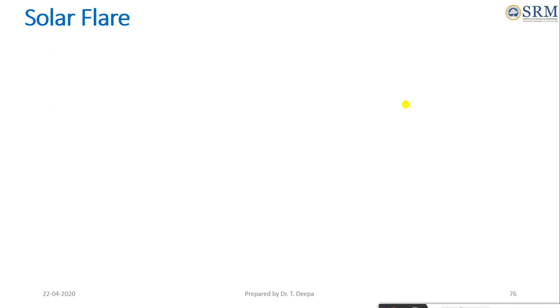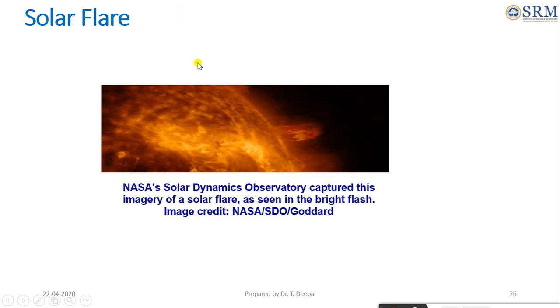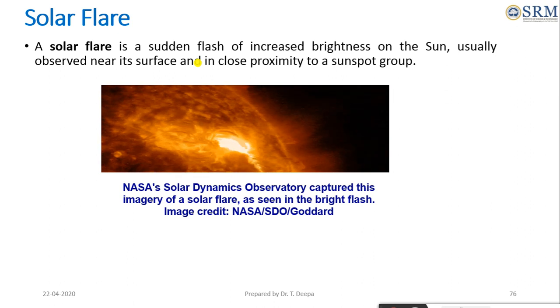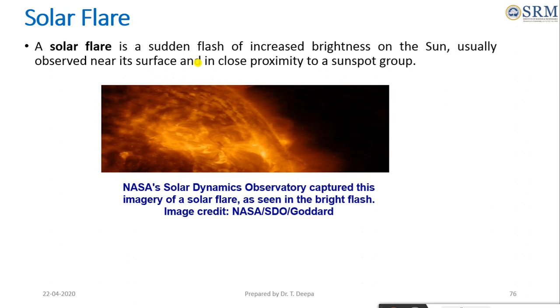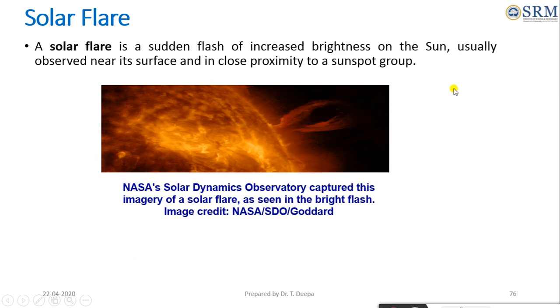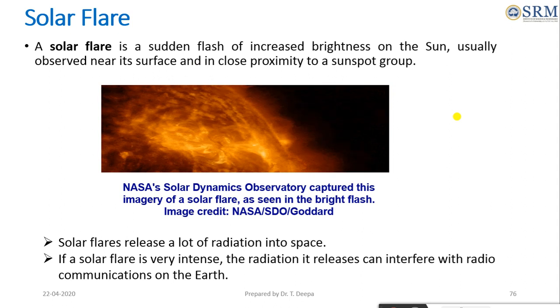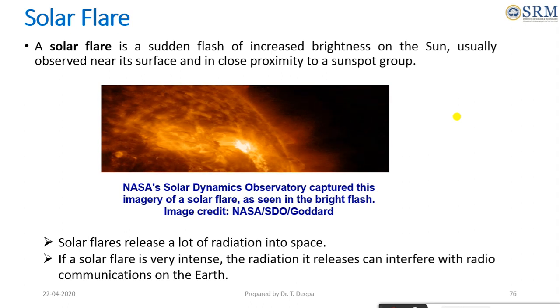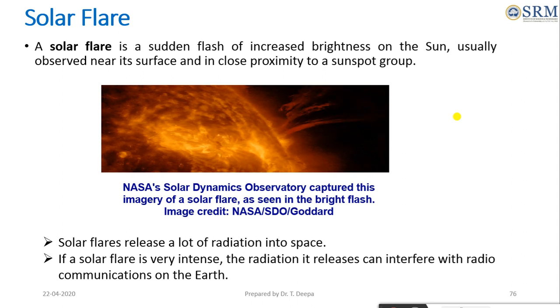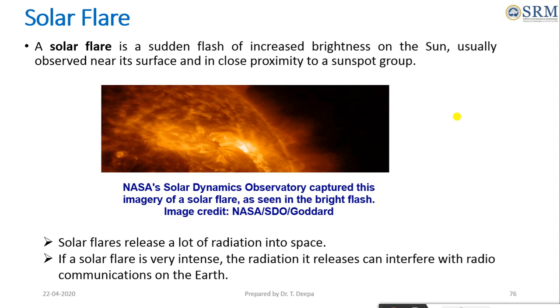So to elaborate the influence of solar activity, we see the solar effects one by one. The first, what is solar flare? Solar flare is nothing but a sudden flash of increased brightness on the sun, as seen in this figure, on the sun surface. The solar flash releases a lot of radiation into space. Due to the radiation, interferences occur when the wave propagates between the transmitter and the receiver on the Earth.